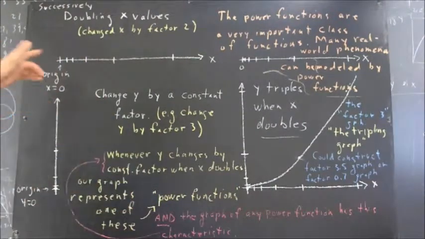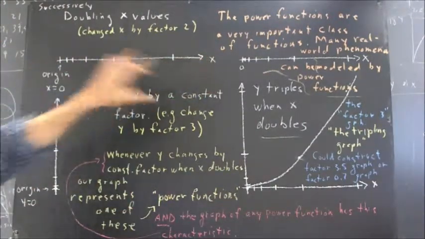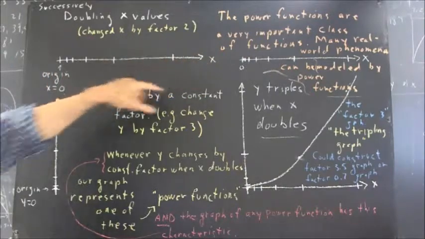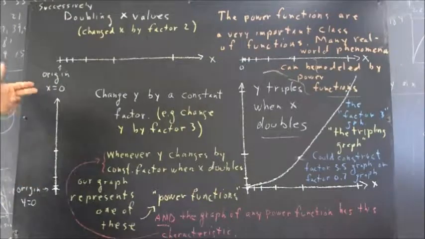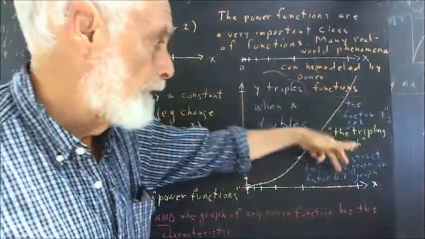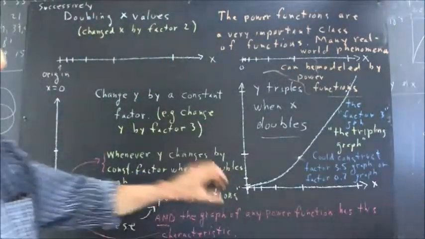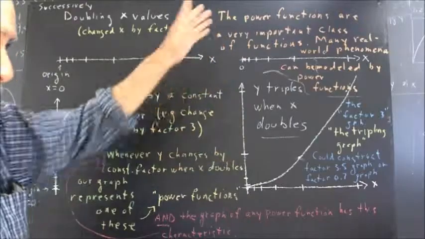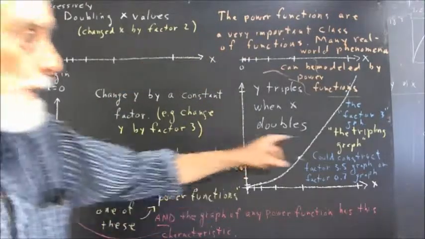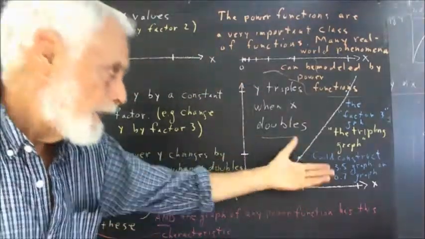You should be able to construct a doubling on the x-axis, okay, a set of x values that double, or a set of y values that triple or quadruple or change by factor 3.5 or factor 0.7. You should be able to do that without measuring things and without having a predetermined scale on the y-axis. You should be able to do that approximately visually.